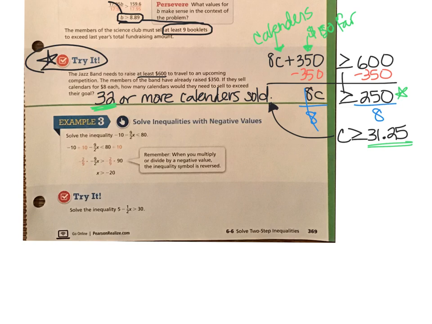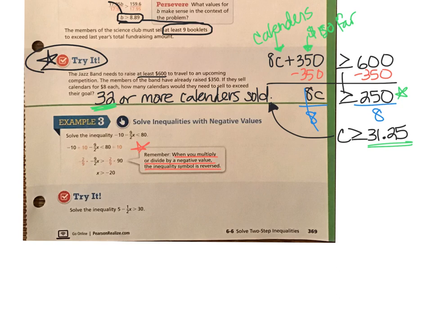Now take a look at example 3. In example 3, we are going to be looking at solving two-step inequalities that have negative values. So we can't forget what we learned in the previous lesson about what happens if we have to multiply or divide by a negative value. I want you to remember that when you multiply or divide by a negative value, you have to reverse the inequality symbol. So if it's a less than symbol, it changes to greater than, and if it's greater than, it changes to less than.